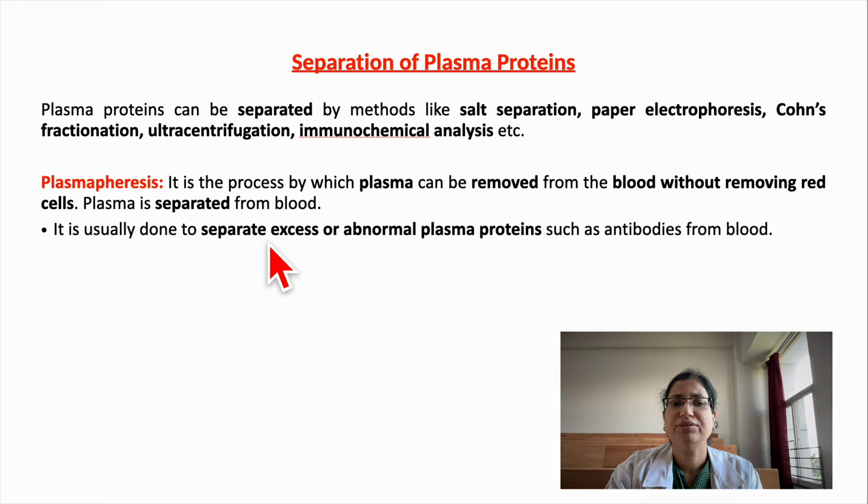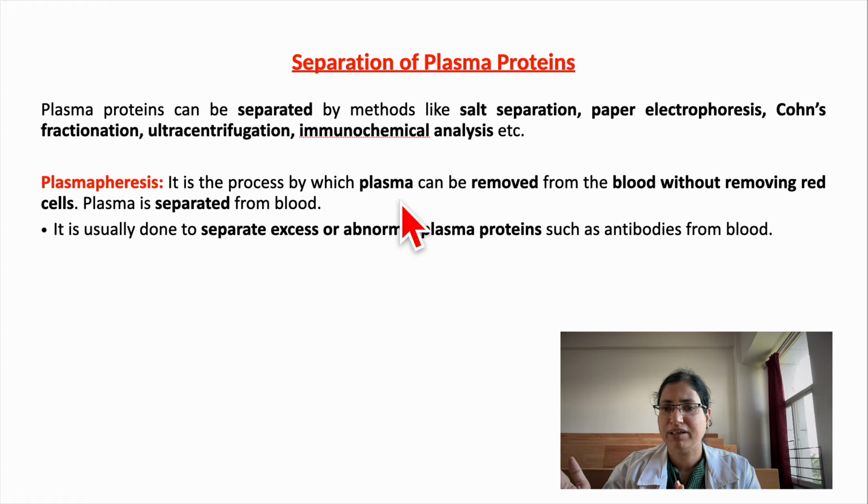It is usually done to separate excess or abnormal plasma proteins such as antibodies from the body. So, in various autoantibody diseases, this plasmapheresis is done. It is a process by which plasma can be removed from blood without removing red cells. So, plasma is separated from blood, and it is called plasmapheresis. Usually it is done to separate excess or abnormal plasma proteins.